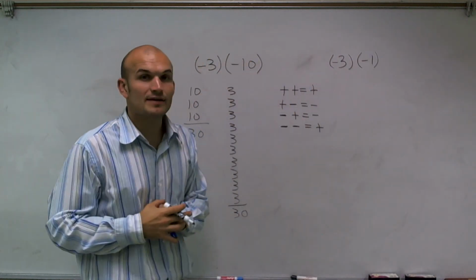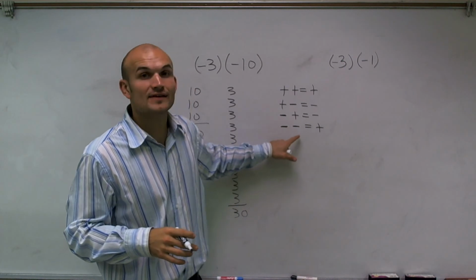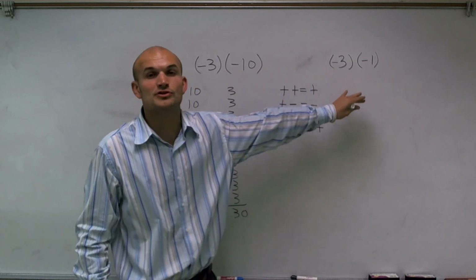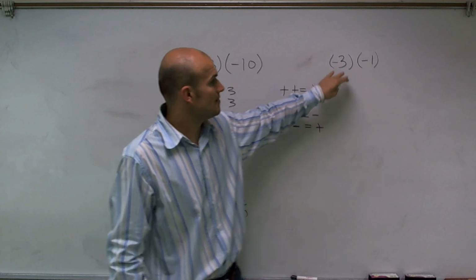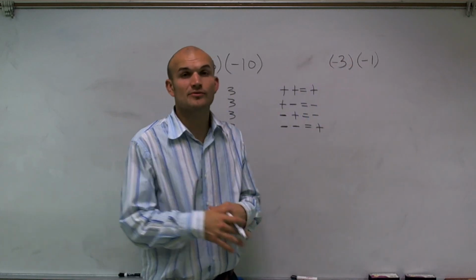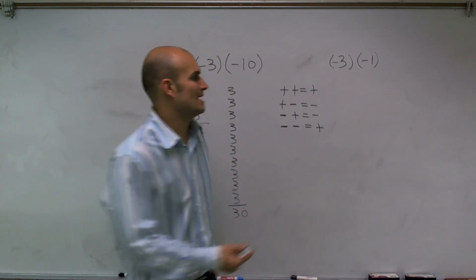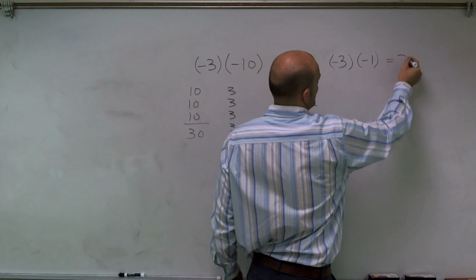For over here, negative 3 times negative 1, again, by using my rules, I know that my negative times my negative is automatically going to produce a positive product. And then I just need to look at 3 times 1. What does 3 times 1 mean? Well, that either means 3 sets of 1 or 1 set of 3. Either way, my answer is just going to be 3.